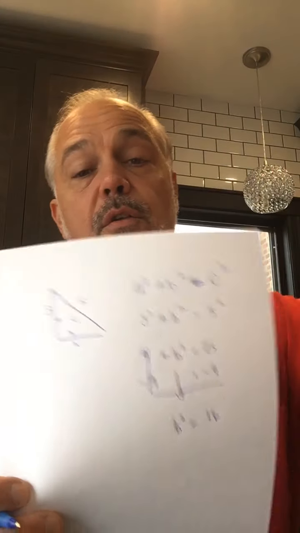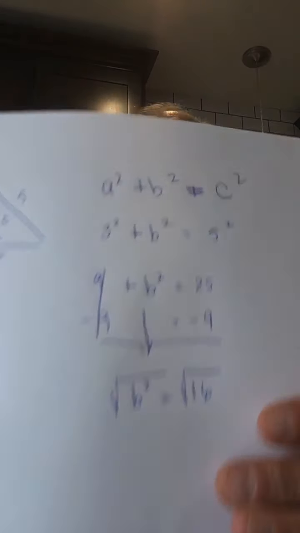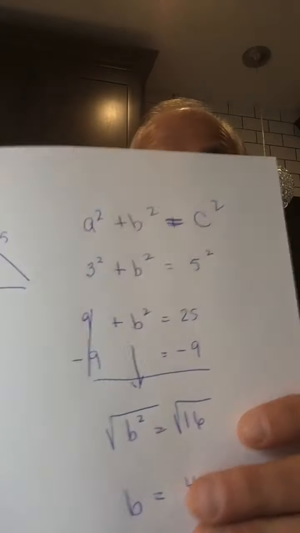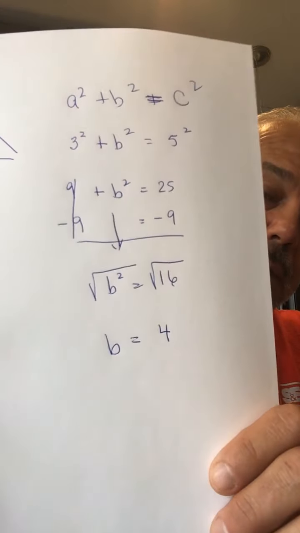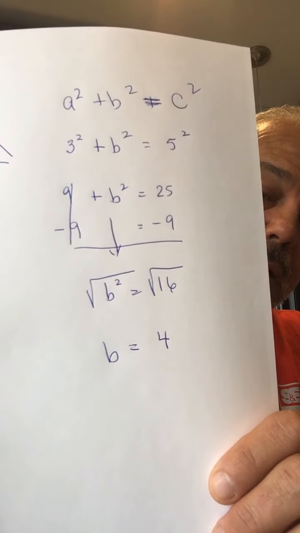Now, the same thing we did over here, we're going to do over here. I'm going to take the square root and put it over both values. I know that the square root of b squared is just b. And what number times itself gives me 16? Well, the answer is 4, because I know that 4 times 4 is 16. So I find out the value for b, or the missing leg, is 4.